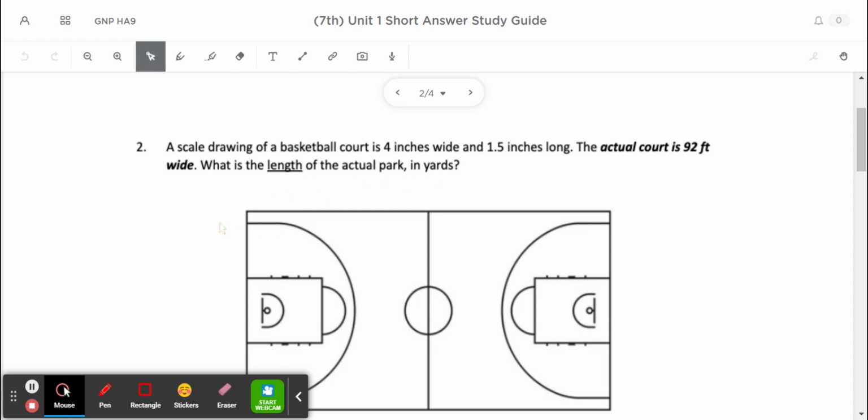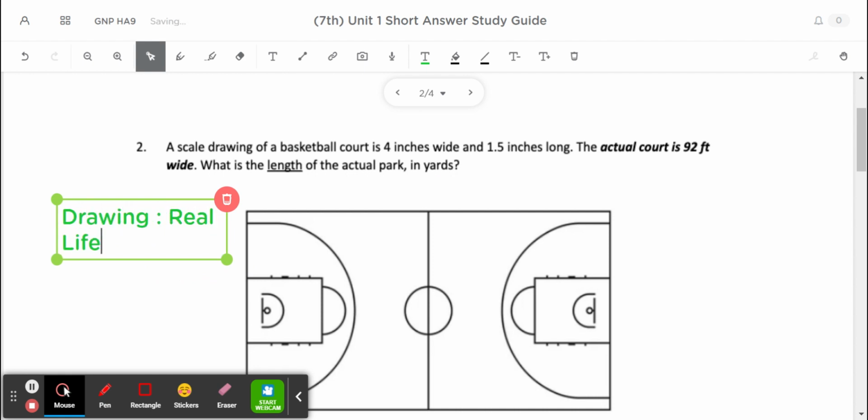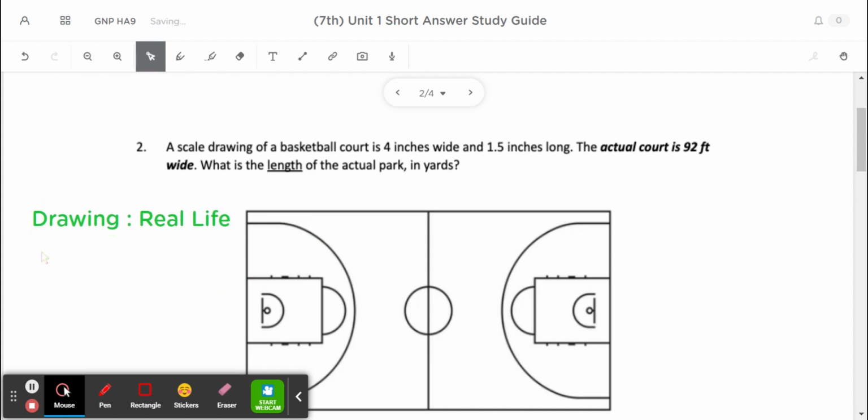Well, let's think about this. There's a few different ways we can think about it. One way that we can think about it is as an equivalent ratio. I know that the ratio of the drawing to real life, this is what I'm comparing, so I'm writing a ratio in this way. The ratio of the drawing to real life is 4 inches to 92 feet.